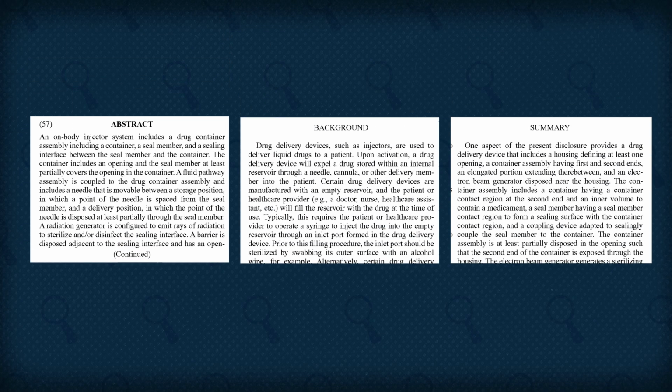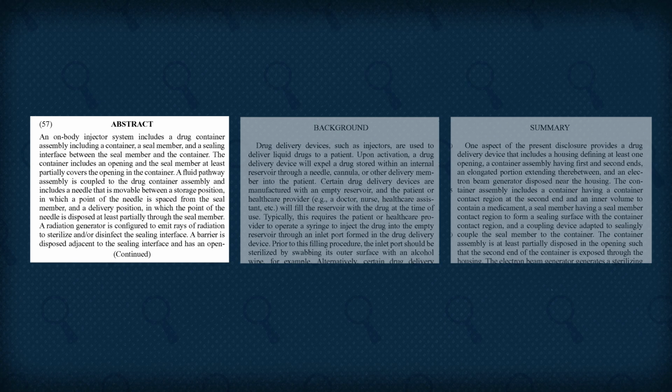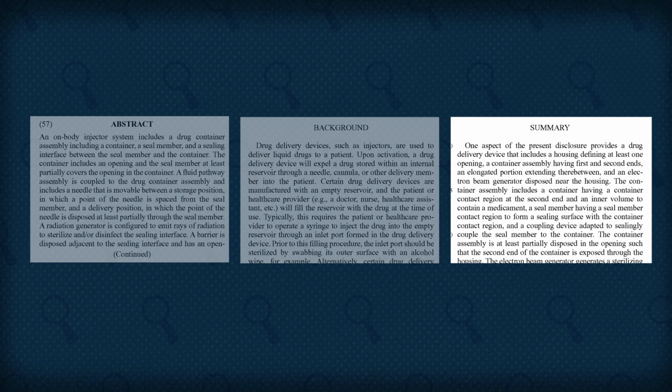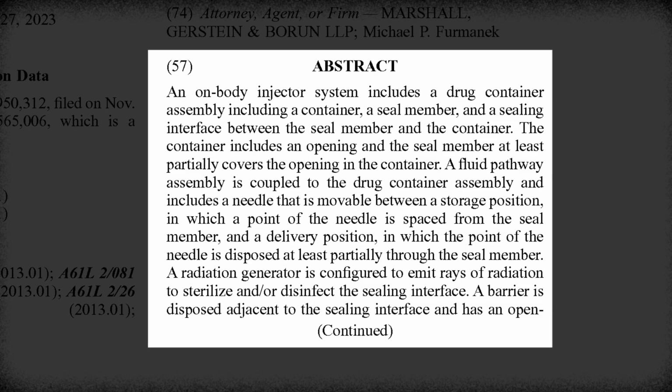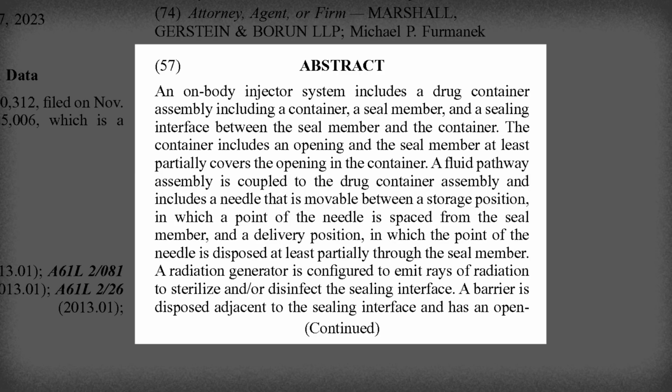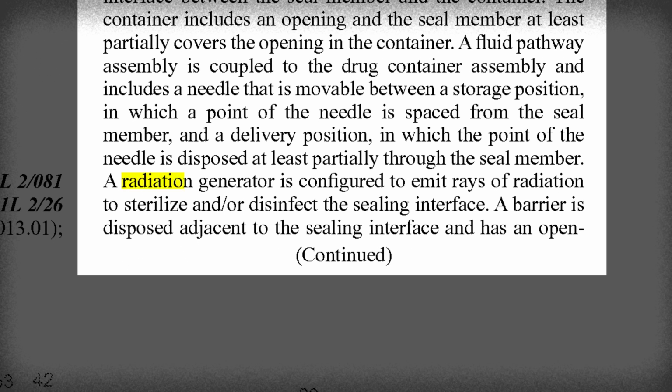There are a few sections that describe the invention in varying levels of detail. These include the abstract, background, and summary. The abstract is usually the shortest and most straightforward. Obviously, in order to deliver a drug via injection, everything has to be sterile so as to not promote microorganisms and therefore the spread of disease. So the abstract describes that this invention aims to do that by generating radiation, which it emits and therefore sterilizes and/or disinfects the sealing interface.